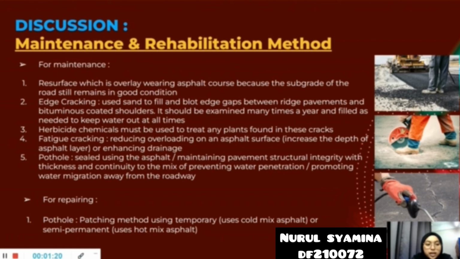For other maintenance, we can use asphalt to seal the pothole and maintain the pavement structural integrity with the thickness and continuity of the mix, to prevent water penetration and also promote water migration away from the roadway. And lastly, for the repairing, one of the methods that can be used for our road damage is the patching method for the pothole, which can be temporary, using cold mix asphalt, or semi-permanent, using hot mix asphalt.